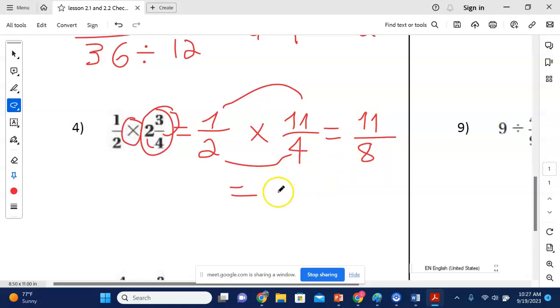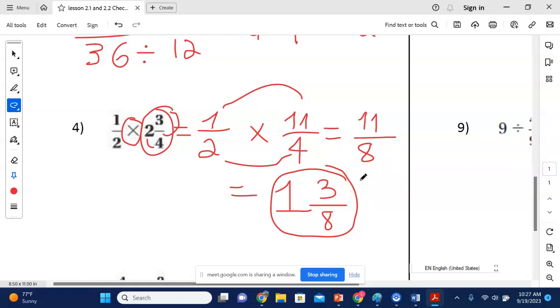So what's 11 divided by 8? How many times? 1, good. And then what's the remainder? 3, good. And what is your denominator still? 8. So what is your final answer? 1 and 3/8. You guys see how every time I have the answer, I circle them?